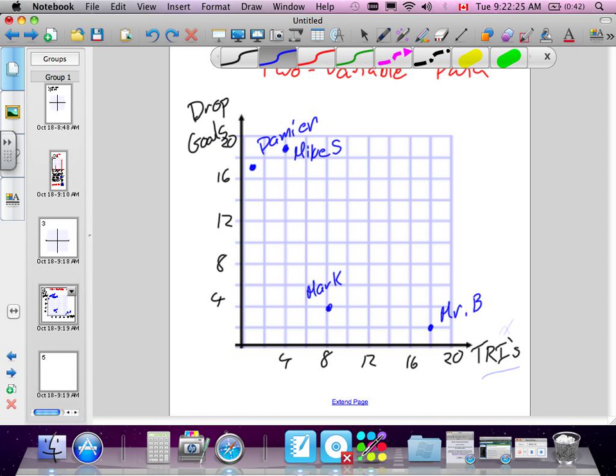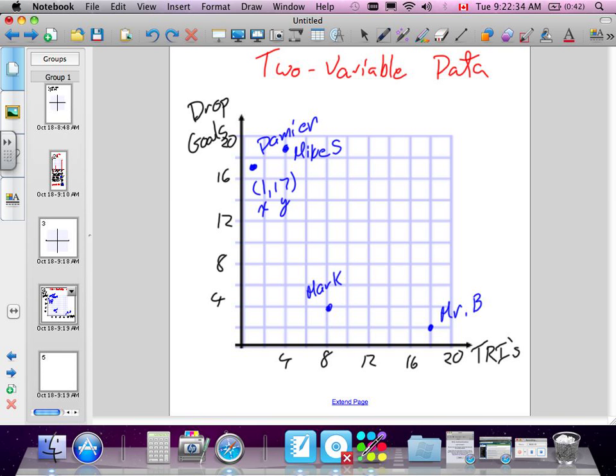So Damien was the first coordinate. His coordinate was at 1 and 17. Okay? And if you remember, 1 is our x and 17 is our y. So on our x, we were dealing with tries, so Damien had 1 try. And on our y, we were dealing with drop goals, so Damien had 17 drop goals. So that's how we read this point when it's put on a graph like that.